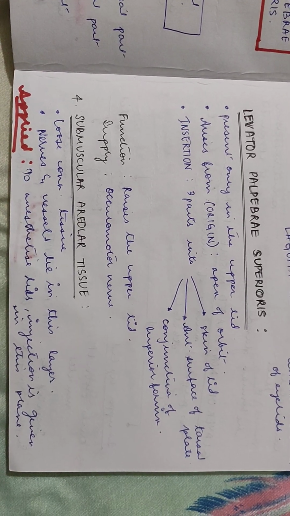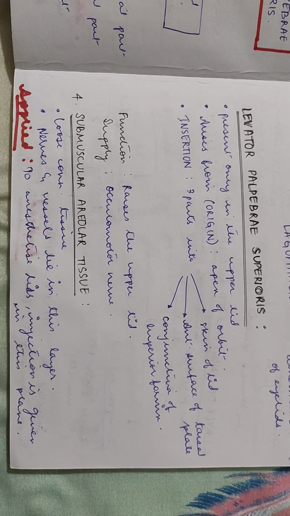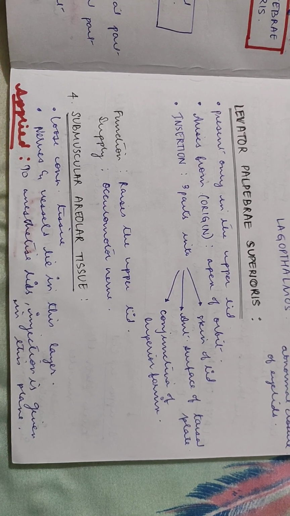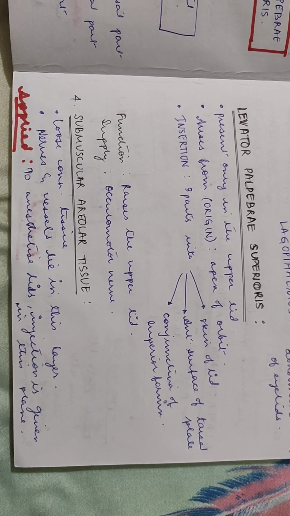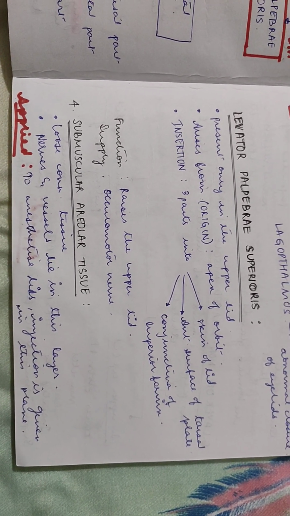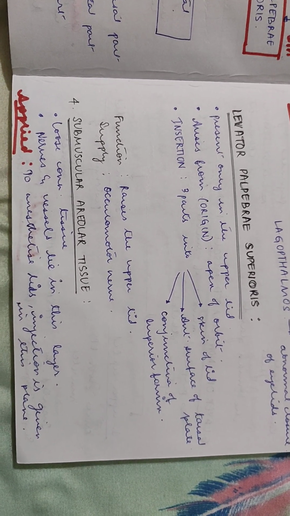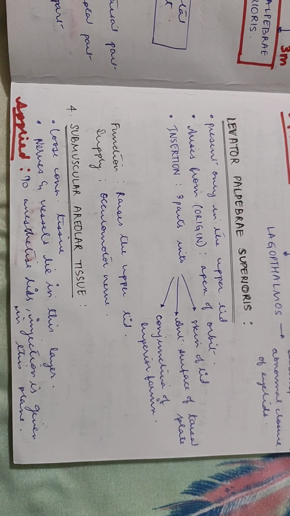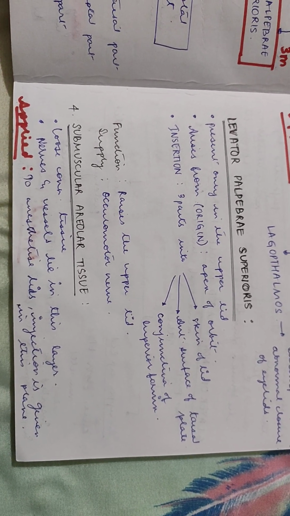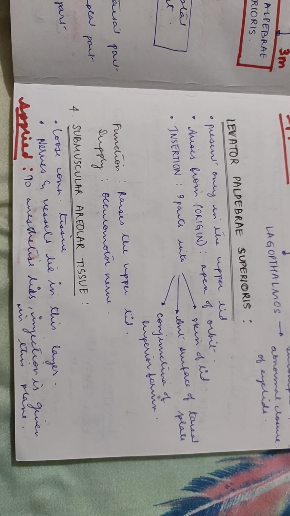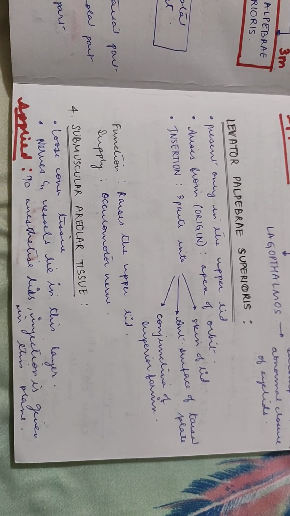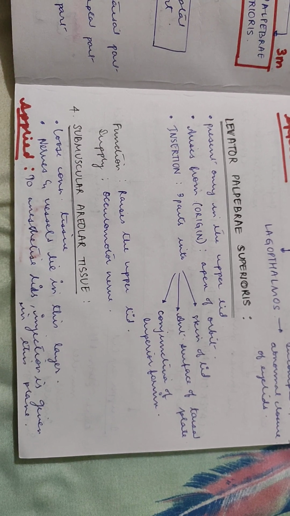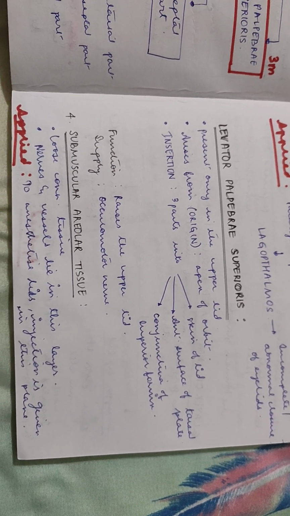Levator palpebrae superioris is present only in the upper eyelid. It has one single origin but inserts in three parts. Origin is from the apex of orbit, and the three parts where it inserts are the skin of lid, the anterior surface of tarsal plate, and the conjunctiva of superior fornix. The function of levator palpebrae superioris is the raising of the upper eyelid, and its supply is by the oculomotor nerve.